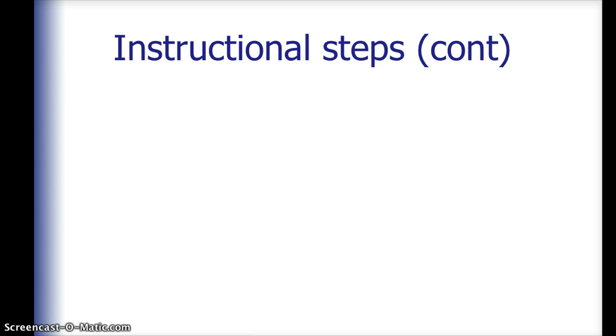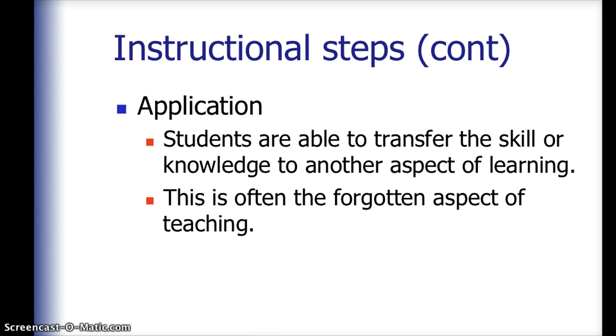So then we get to application. Can students transfer this skill or knowledge to another aspect of learning? Could I, from changing the oil in my car, go change the oil in somebody else's car? Yes, I could. Sometimes I'd have to do a little bit of investigating, but I could do it. So I was able to transfer the skill. It wasn't just in this one particular context that I could do this skill. I could do it someplace else. This is often the forgotten aspect of teaching. We forget to help students understand how they can apply this skill or this knowledge to something else.